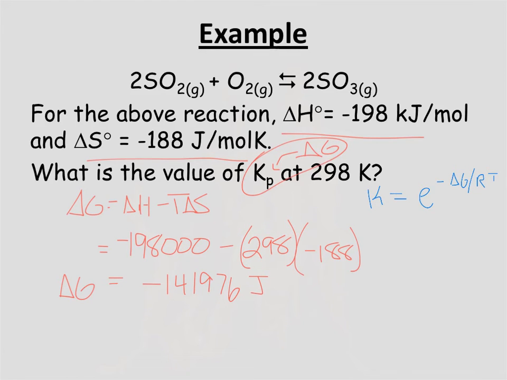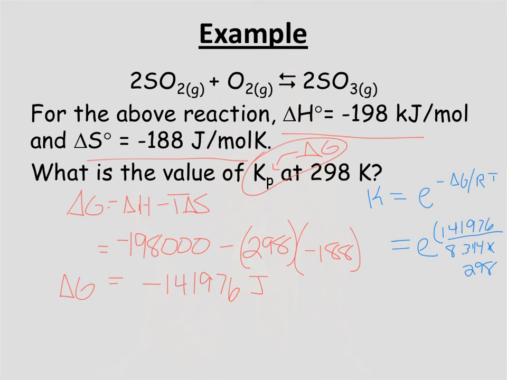Okay, so here we go. Let's plug in all our stuff. So I've got E raised to the negative delta G, which is going to give us a positive 141,976. That's some crappy writing there, y'all. Let me fix that. Okay, so it's going to be positive 141,976 divided by R times T. R is 8.314, and then T is 298.